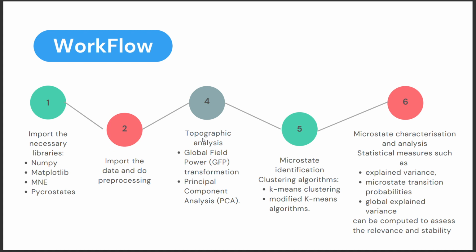Next up, topographic analysis, such as the global field power, was done, and then the microstate identification was done using different clustering algorithms. The two most important ones being k-means clustering and modified k-means algorithms. Once the algorithms were applied and the microstate classes were obtained, characterization and analysis was done using statistical measures such as explained variance and microstate transition probabilities.